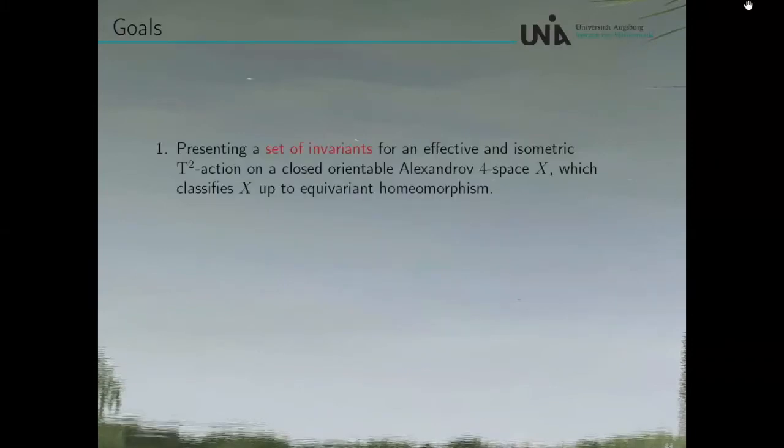Let's start the talk with the goals that we have. The first goal of the talk is to present a set of invariants for an effective and isometric T2 action on a closed orientable Alexandrov space X, which classifies X up to equivariant homeomorphism. This means that if we have a T2 action on another Alexandrov space, then they are equivariantly homeomorphic if and only if they have an isomorphic set of invariants. This is the first goal.